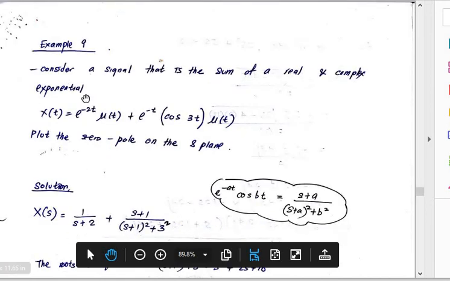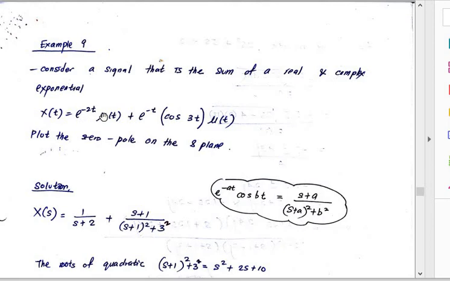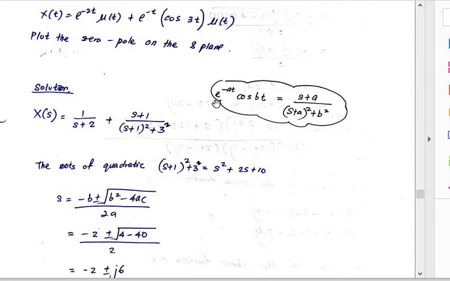Another example: consider a signal that is the sum of a real and a complex exponential. This is the complex exponential, an exponent with a cos 3t. Plot the zeros and poles in the S-plane. From the Laplace transform table, e^(-at)cos(bt) gives (s plus a) over (s plus a) squared plus b squared. So you directly convert from here.